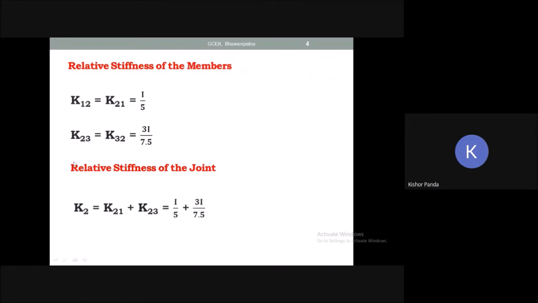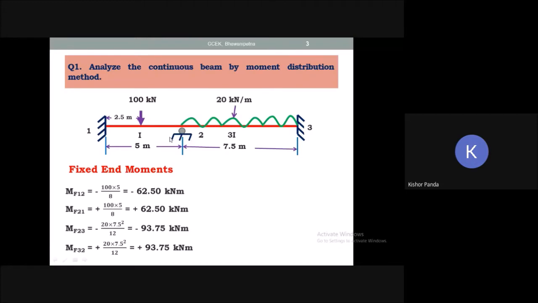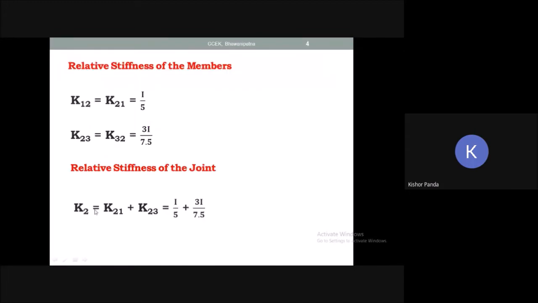Then find out the relative stiffness of the joint. So here this is the joint. For this joint you have to find out the relative stiffness K2. So K2 is equal to K21 plus K23. So this is equal to I by 5 plus 3I by 7.5. You know K21 is equal to I by 5 and K23 is equal to 3I by 7.5. So this is the relative stiffness of the member. So you have to put it here and find out the relative stiffness of the joint.